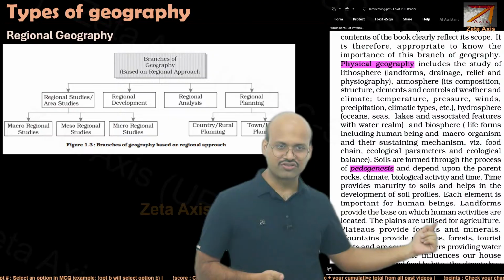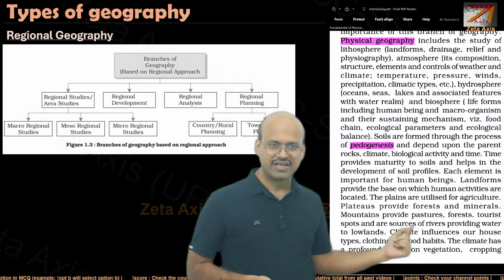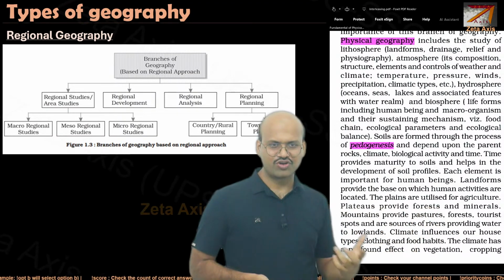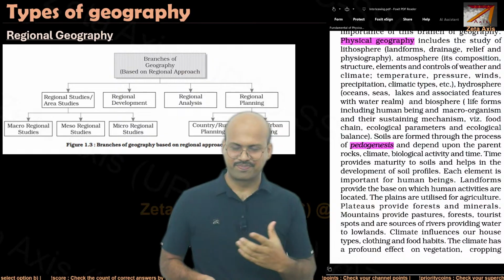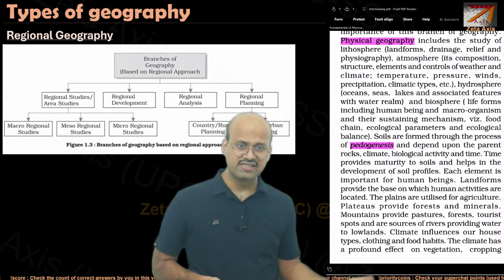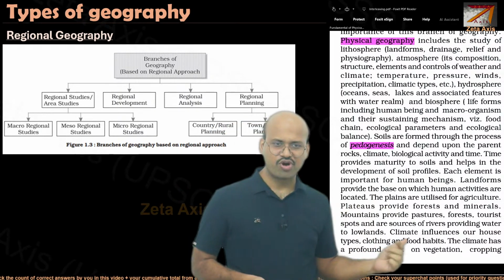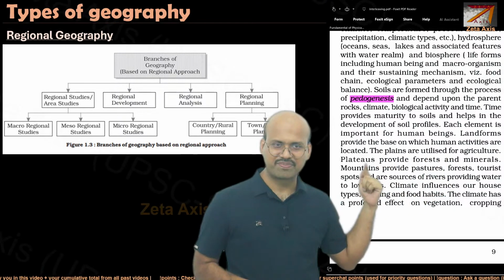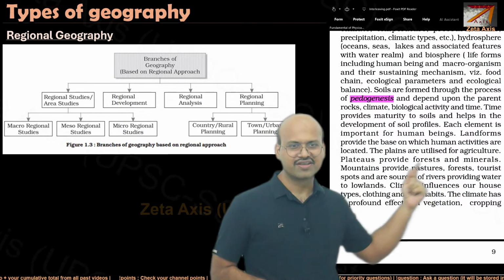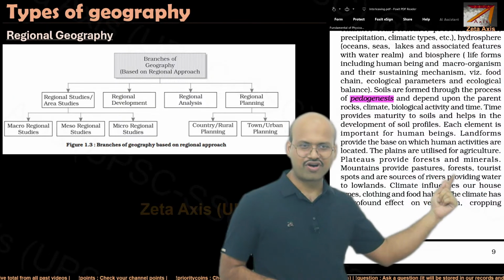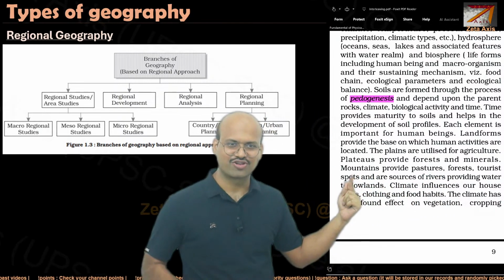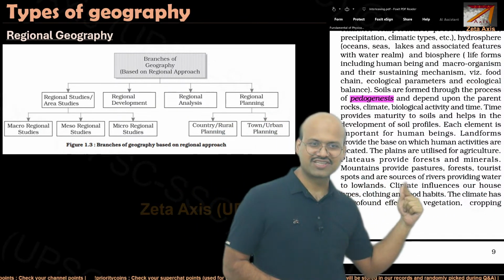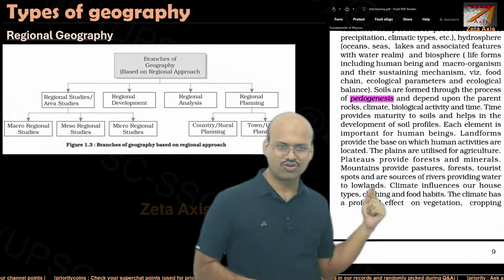Each element is important for human beings. Landforms provide the base on which human activities are located. We know that all the landforms, whether plains or hills or plateaus, are important for us. The plains are utilized for agriculture, cultivation. Plateaus provide forests and minerals. Mountains provide pastures, forest, tourism, even hydroelectricity is an important thing. Sources of rivers provide water to lowlands.